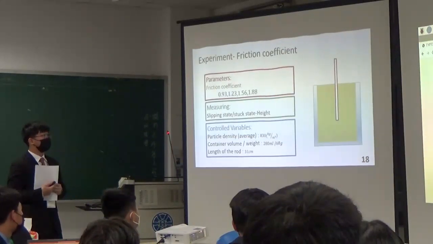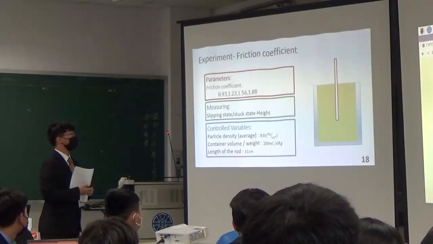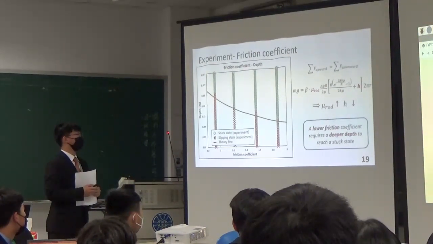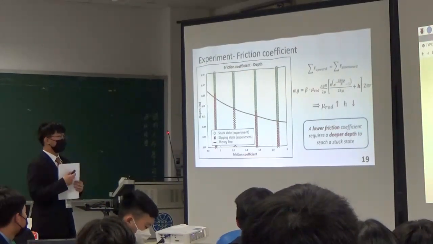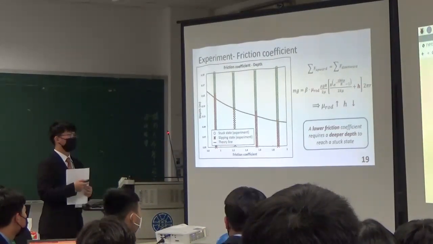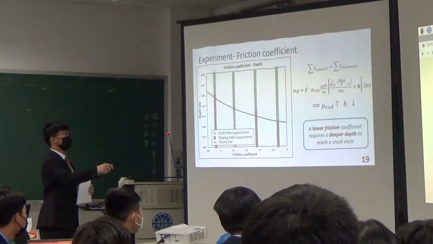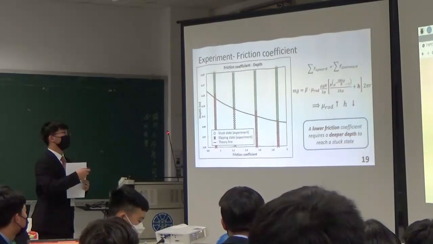The first experiment that we conducted is changing the friction coefficient between the rod and the particles. You can see that the friction coefficient has a negative correlation with the depth of immersion. It's because we control the total mass of the system, and a lower friction coefficient requires a deeper depth to reach the stuck state. You can see there is some overlapping area, which is a form of the error bar in our graph.